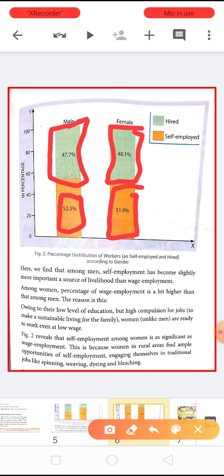So we can find that children, owing to the low level of education but the high compulsion for jobs, it makes a sustainable living for the family. Women, unlike men, are ready to work even at a low wage rate. So, children, this figure 2 reveals that self-employment among women is as significant as wage employment. This is because women in the rural areas find ample opportunities of self-employment, engaging themselves in traditional jobs like spinning, weaving, dyeing, and bleaching.